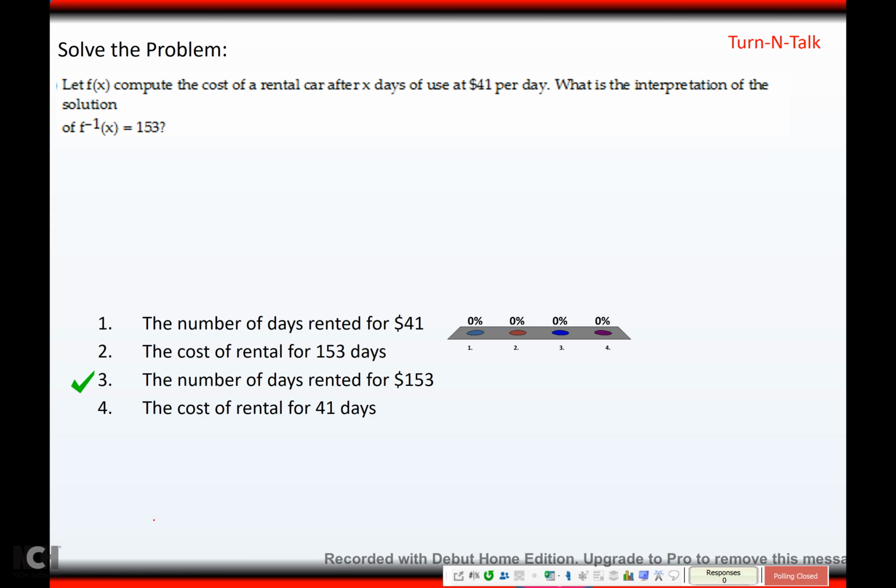And hopefully you have 3, okay? It says let f of x compute the cost of a rental car after x days of use at 41 a day. What is the interpretation of the solution equals 153? Well, if f of x computes the cost, then the inverse is going to convert the number of days that you rented for that much money.